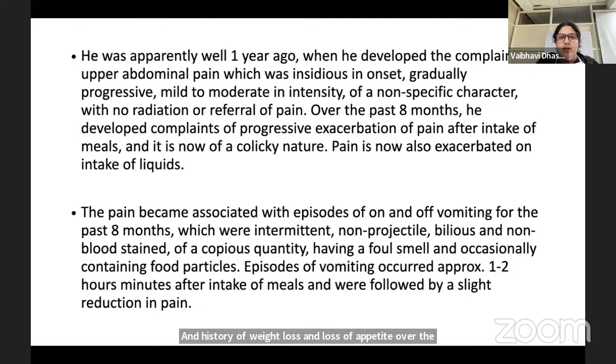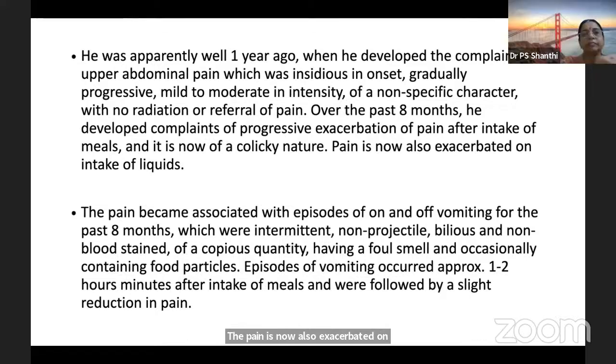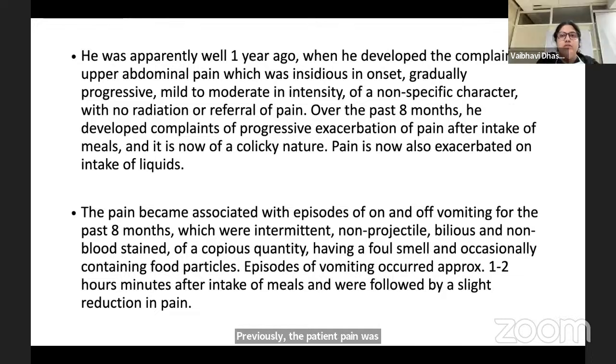The patient was apparently well 1 year ago when he developed an insidious onset upper abdominal pain, which was gradually progressive, mild to moderate in intensity, initially of a non-specific character with no radiation or referral of pain. Over the past 8 months, he developed progressive exacerbation of the pain after the intake of meals, and it is now of a colicky nature. The pain is now also exacerbated on intake of liquids. Previously, the patient's pain was episodic and occasional, only after heavy meals. Now the patient is having pain every time he consumes a meal, and sometimes even if he takes a large quantity of liquids.